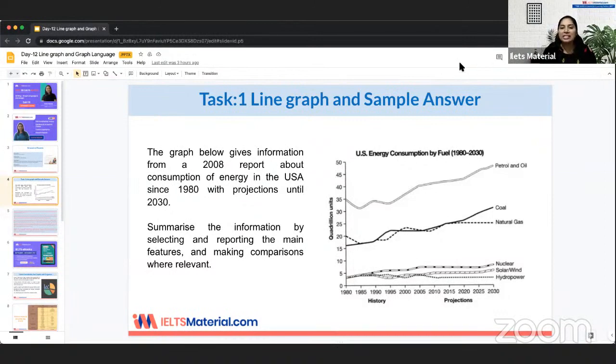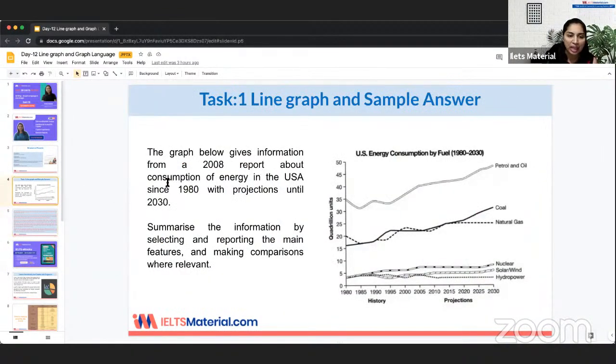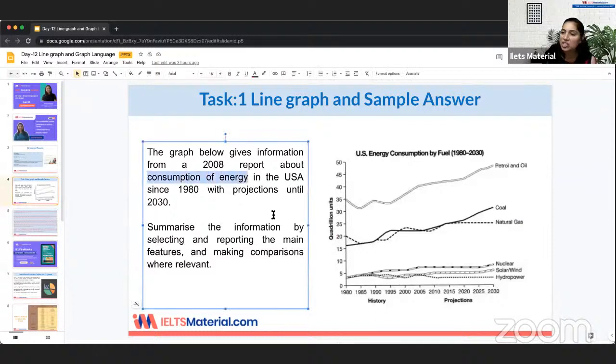Okay. Now, let's take the answer. Let's take the answer here. The answer says the line graph shows energy consumption. This is called taking collocation. Energy consumption is a collocated word in context to the consumption of energy. Instead of that, they have taken it as energy consumption. You can do this. This is also a very good way of showing your linguistic skill.